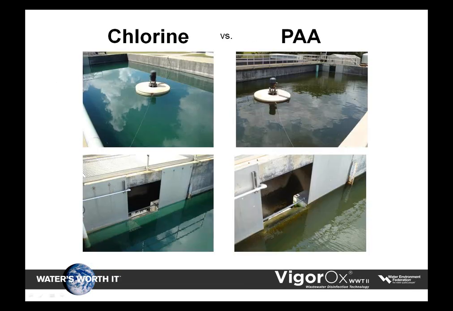I did want to show the difference in the color of the wastewater because we get asked this a lot. With chlorine, you get that bleached swimming pool look, but with peracetic acid, our wastewater is definitely darker, and to us it reminds us of some of the tannic North Florida river water.